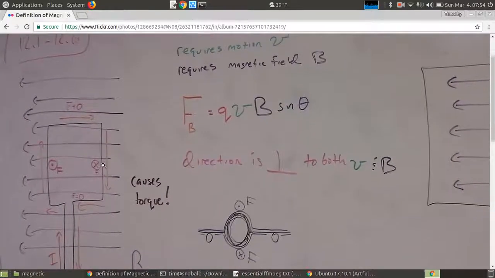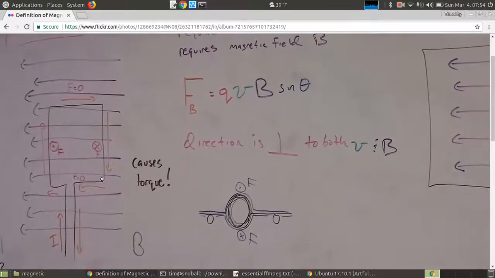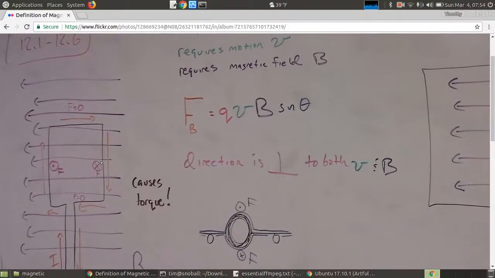On the other side of the loop, it's going the opposite direction. So just like I had opposite force on me when I switched directions, these ones will have opposite forces. So that pushes this wire down. And between that push up on the left and pull down on the right, that causes a torque and it causes the thing to spin.